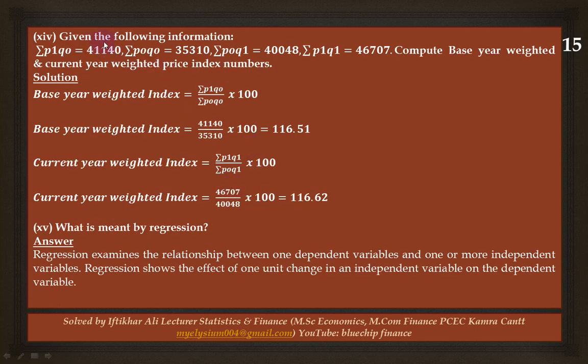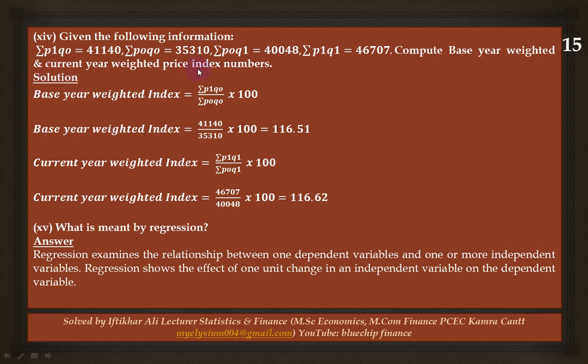Question number 14: given the following information: sum of P1 Q0 is 41140, sum of P0 Q0 equals 35310, sum of P0 Q1 equals 40048, sum of P1 Q1 equals 46707. Compute base year weighted and current year weighted price index number.